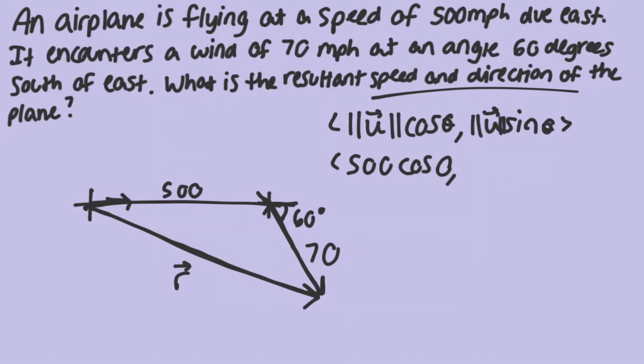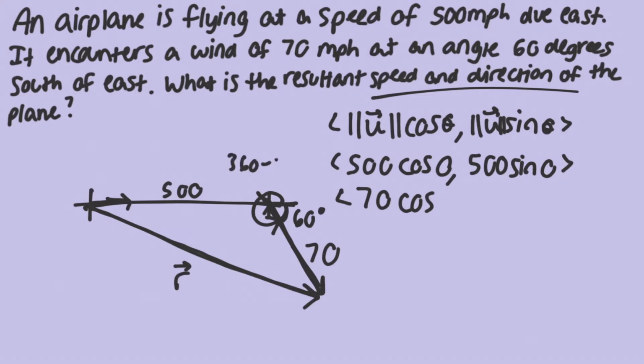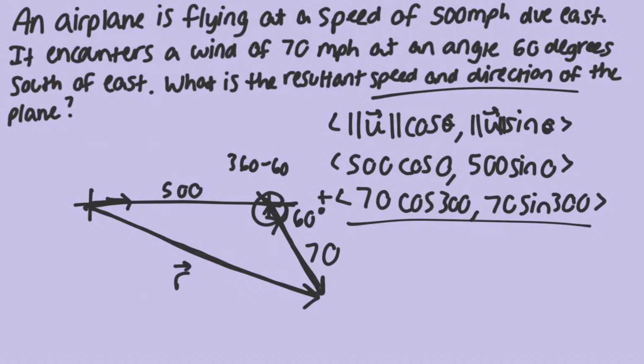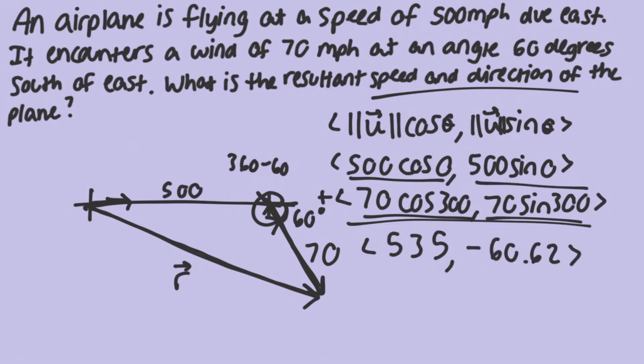Still that same vector, the magnitude is 500, and now we do the sine of 0. The second vector, the magnitude is 70, and the direction angle isn't 60 degrees. Remember, direction angle is from the positive x-axis in the positive direction to the vector. So that's going to be 360 minus 60. Now we can add those two vectors together. So in your calculator, when you add the x's, you'll get 535. And then you add the y's, negative 60.62. So this is your resultant vector.